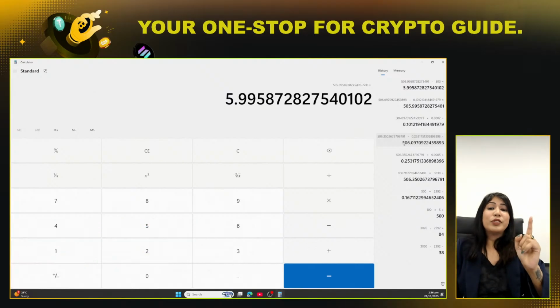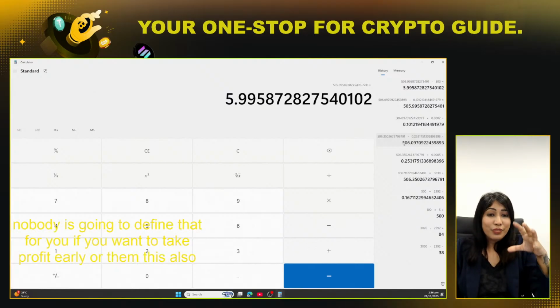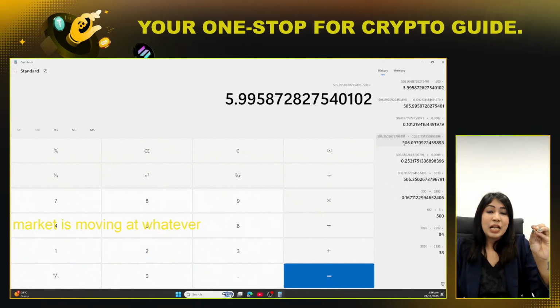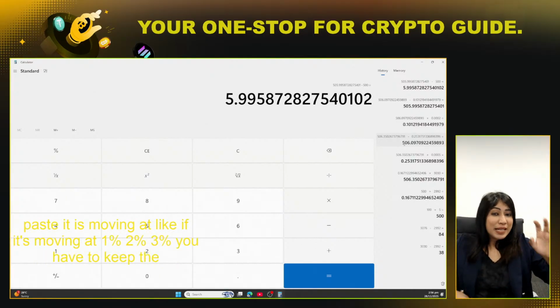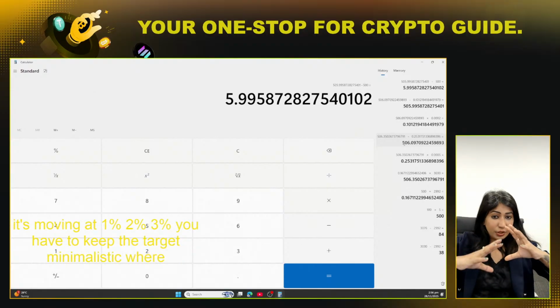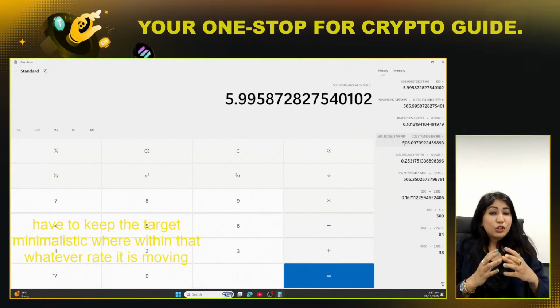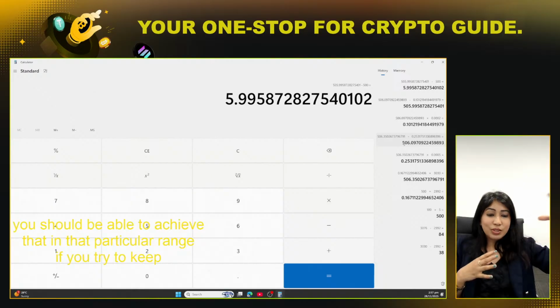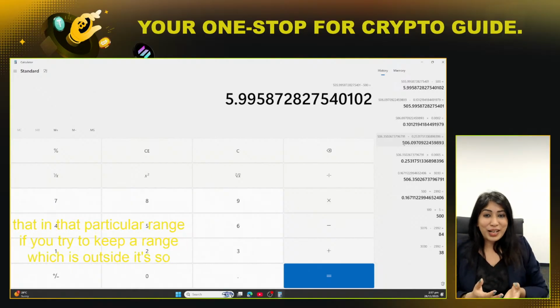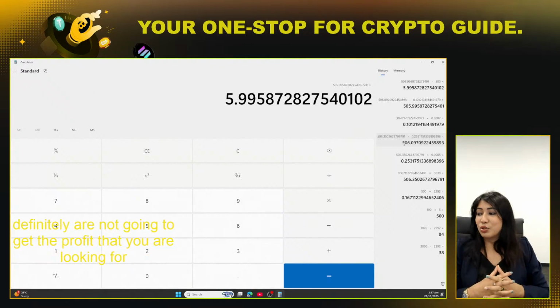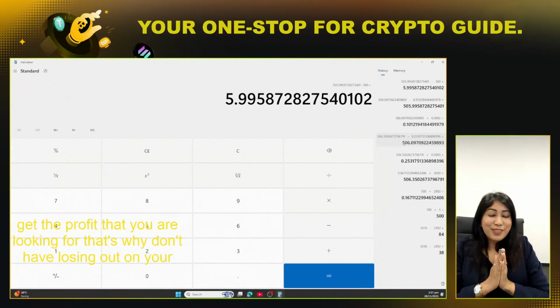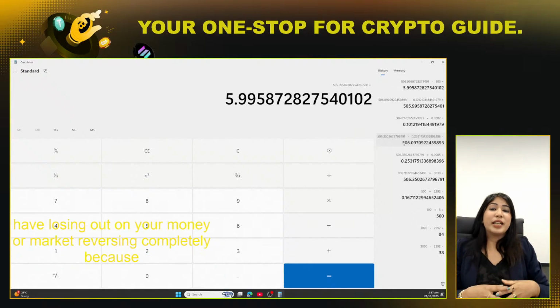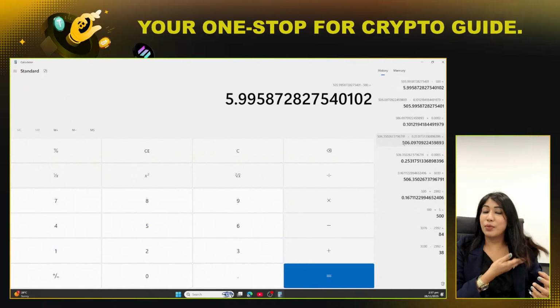But one rule of thumb you always have to remember is, whatever pace the market is moving at, like if it's moving at 1%, 2%, 3%, you have to keep the targets minimalistic, so that within whatever rate it is moving at, you should be able to achieve that in that particular range. If you try to keep a range which is outside its zone, definitely you're not going to get the profit you're looking for. I don't want you guys to end up losing your money, or the market reversing completely because there was not enough liquidity, or you kept too unrealistic targets. That's not how it works. So please, please, please do your mathematical calculations properly.